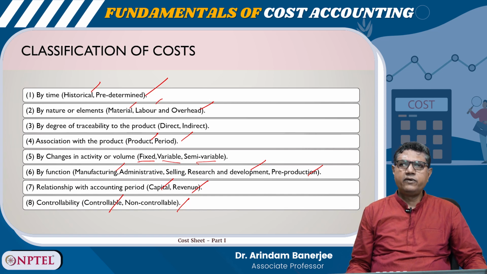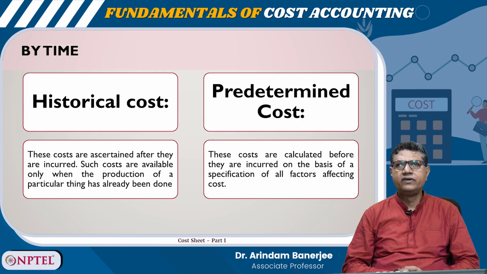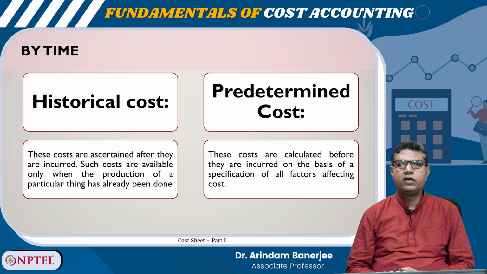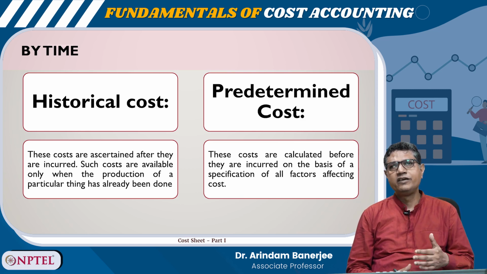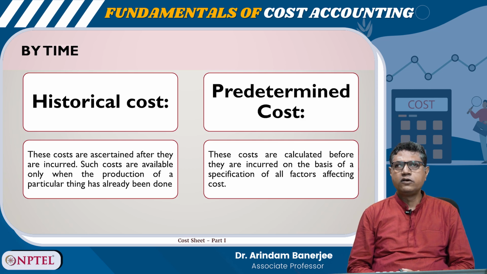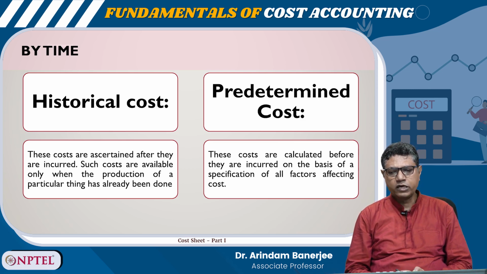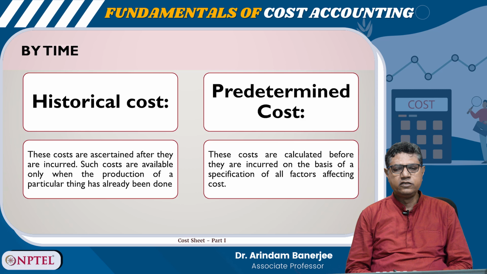So these are the basic types of classification of costs, right? Understanding of this, we will discuss these costs in detail now. Understanding of these costs is necessary because many of our decisions are linked to the cost behavior with time, cost behavior with production. So historical cost first: these costs are ascertained after they are incurred. Such costs are available only when the production of a particular thing has already been done, right? So these are historical costs.